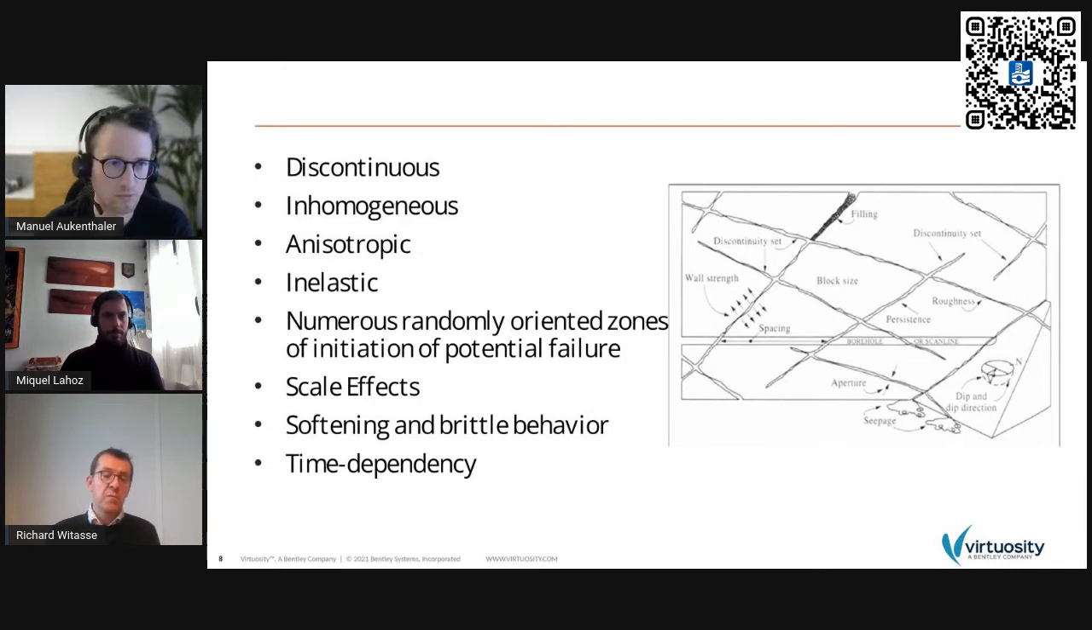This is something that we have been doing for decades with soil already, and we also do it for rock. The next aspect is the fact that you have randomly oriented zones and potential initiation of failure, due to the fact that along those zones you may have the weakest or lowest strengths. While it's specific to rock, it is especially specific when considering a discontinuous modeling approach.